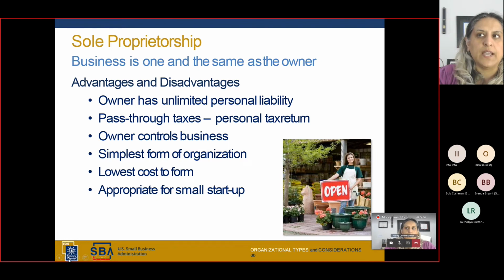Management style: the control of a sole proprietorship belongs entirely to the owner, who also assumes the full risk of the business.